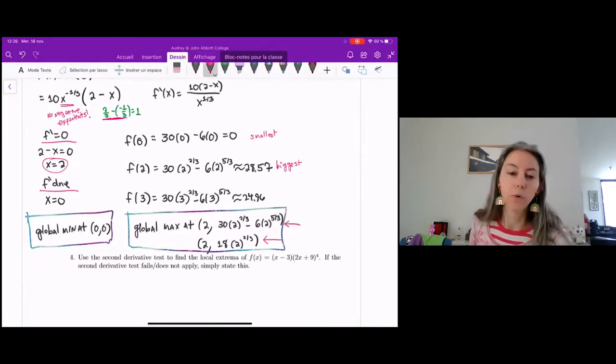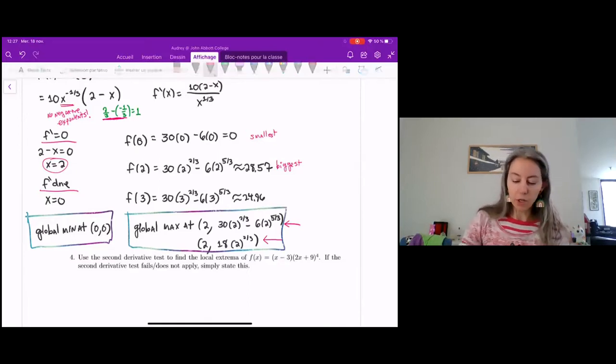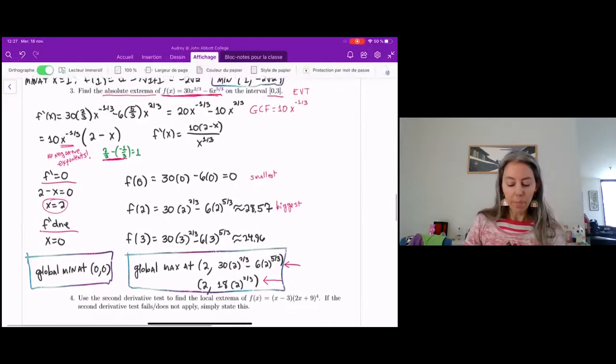I know it's a little bit gross, but I'm not expecting you to simplify that. You're welcome to leave it in that form, 18 times 2 to the 2/3. The only thing that you're not allowed to do is put 28.57. That is not an exact answer. I want exact answers, so no decimals. Okay, so that was our question about the extreme value theorem.